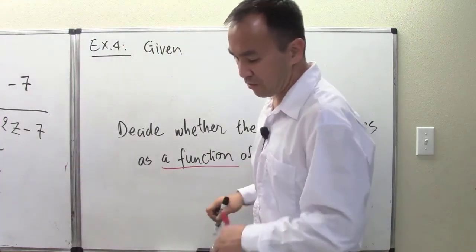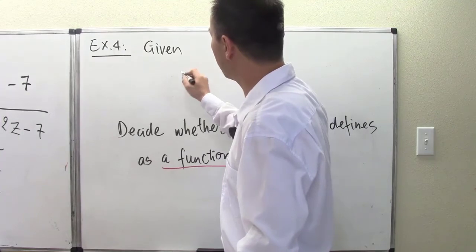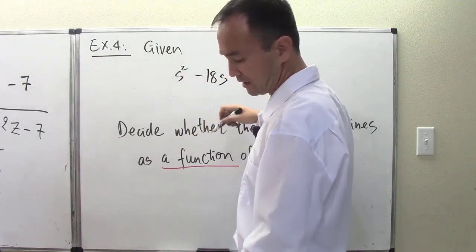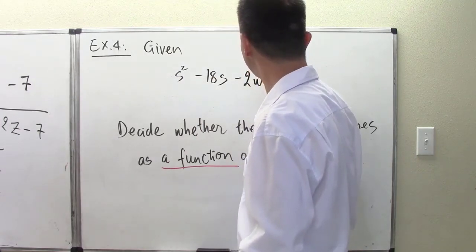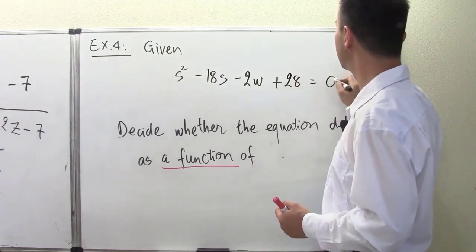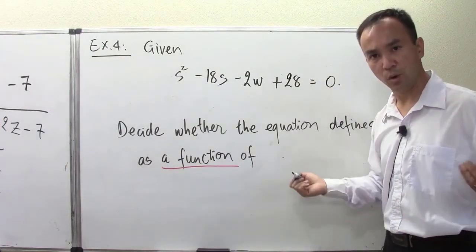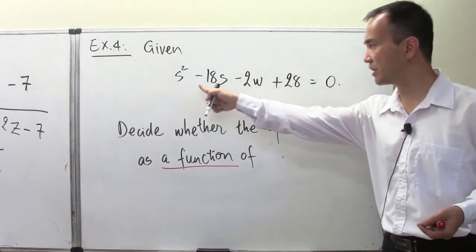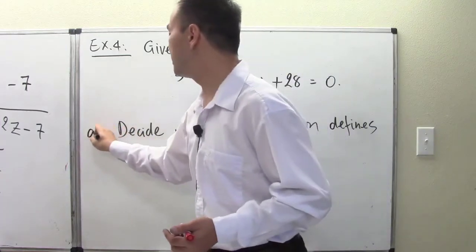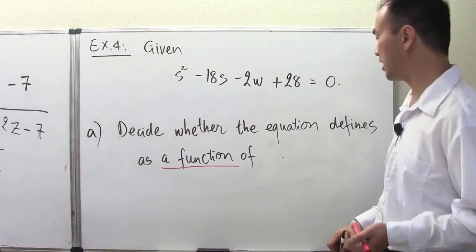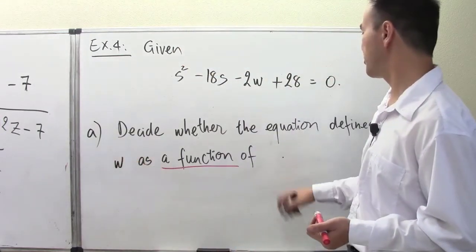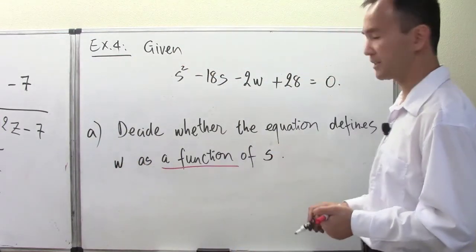Okay, and now we are given the following equation: s squared minus 18s, minus 2w plus 28 equals 0. It's an equation. It has two variables involved, the s variable and the w variable. And part A, let's decide whether the equation defines w as a function of s.